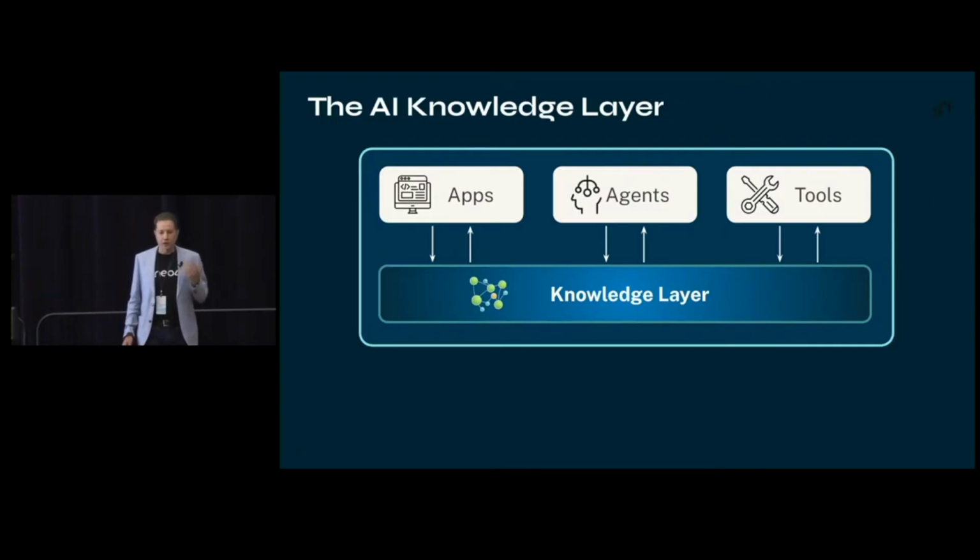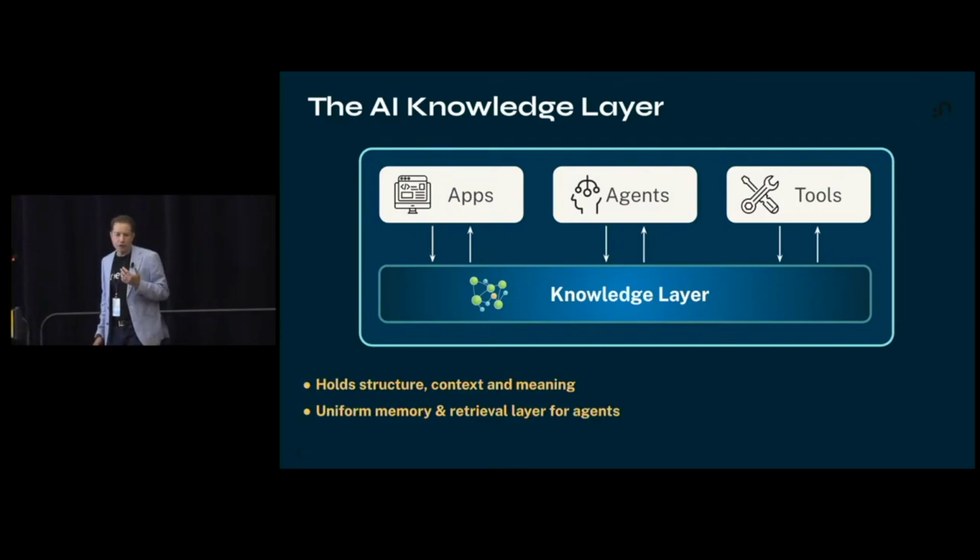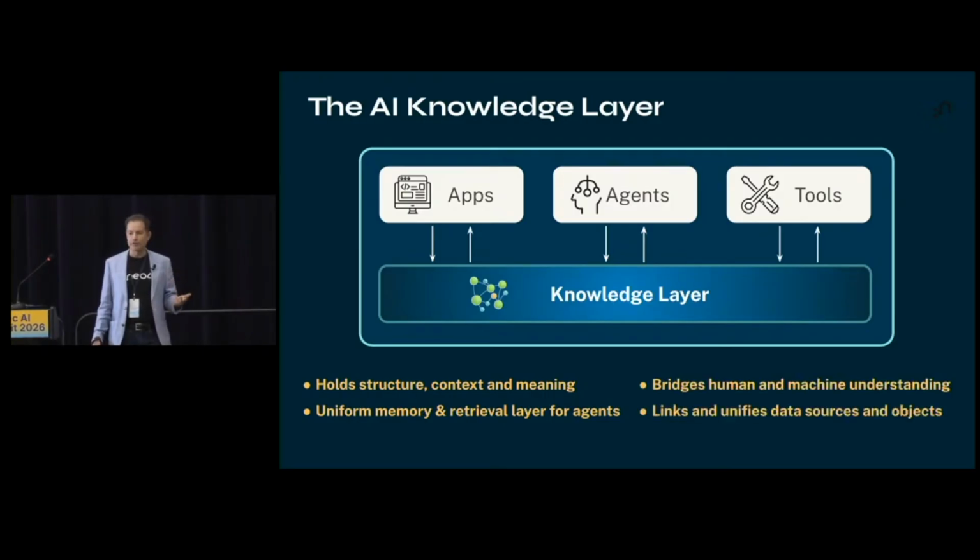And if I look at the function, what's it doing? It's storing structure, context, and meaning. It's providing a uniform memory and retrieval layer for agents. It also bridges human and machine understanding. And this comes back to this idea of neurosymbolic AI, which is not new. It's a few decades old.